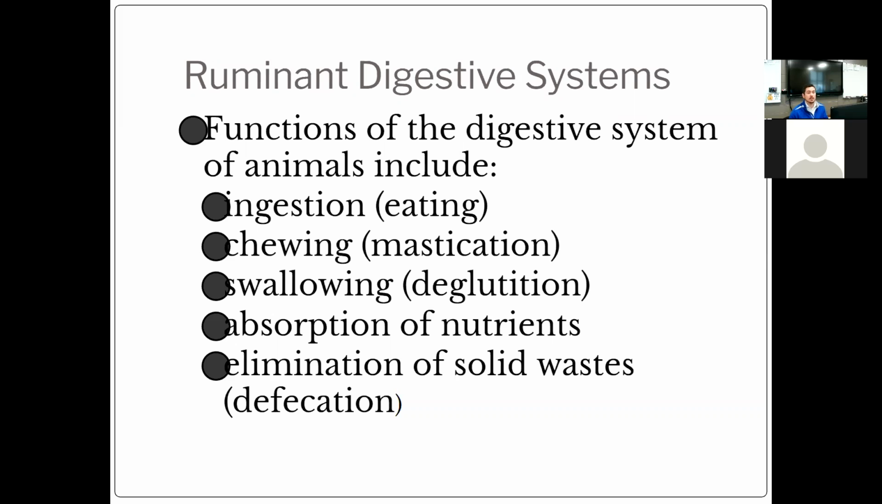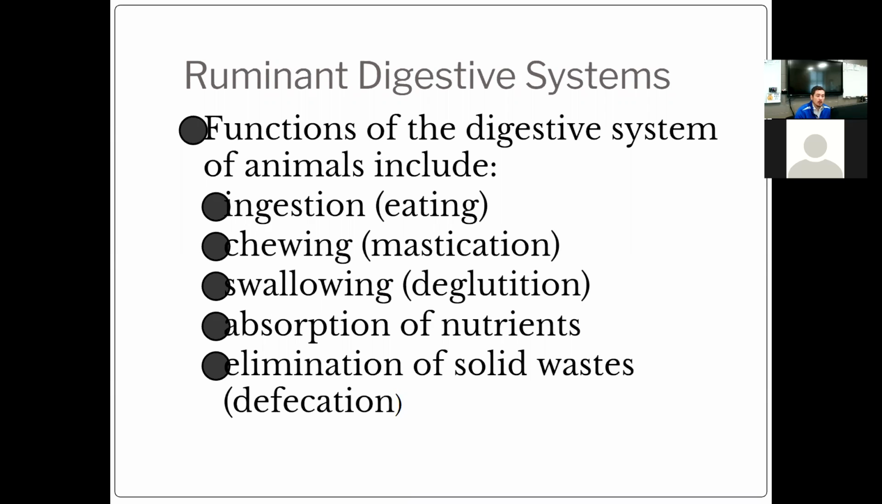This is where you need to be filling out your note sheet as we are going along. The functions of the digestive systems of animals. Here's a list. This is what we're looking for. This is what the purpose is of the digestive system. First of all, to be able to eat, to be able to take in nutrients, to take in feedstuffs. Chewing or mastication, make sure you pronounce that correctly. Chewing and mastication, which is a mechanical breakdown of that food that starts in the mouth.